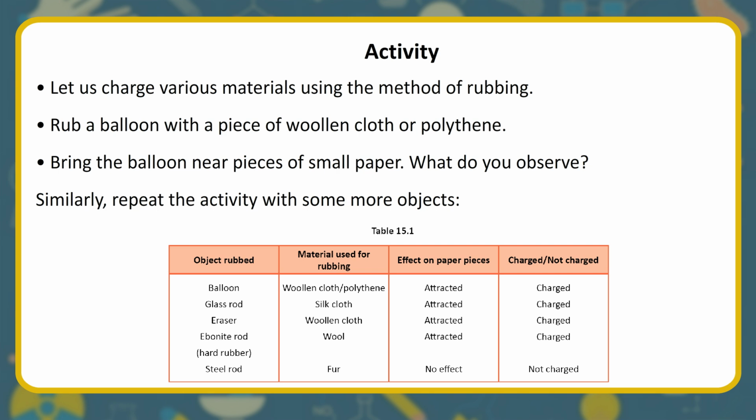Table. Object rubbed. Material used for rubbing. Attracted. Charged/not charged. Balloon: woolen cloth/polythene, attracted, charged. Glass rod: silk cloth, attracted, charged. Eraser: woolen cloth, attracted, charged. Ebonite rod: wool, attracted, charged. Hard rubber: steel rod, fur, no effect, not charged.